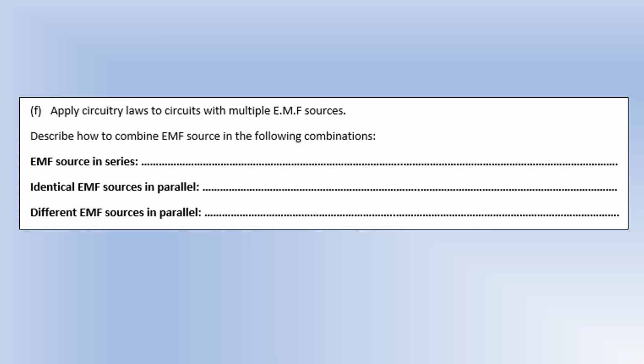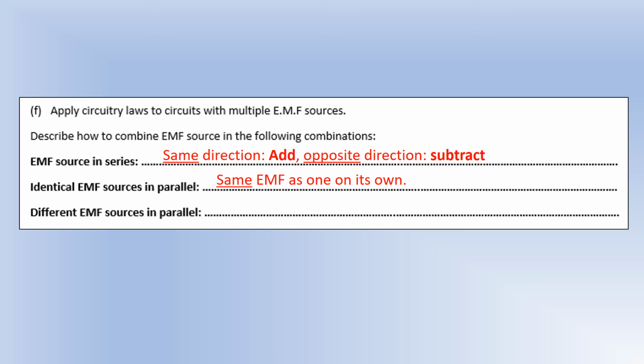So we can also look at some laws to combine EMF sources as well. If we have EMF sources in series, just like resistors, these will add together. If they're in the same direction, then they're going to add together. But if they're in the opposite direction, they're going to cancel each other out because they're trying to force the electrons to go in opposite directions. Identical EMF sources in parallel act basically the same as one of the EMF sources by itself. And with different EMF sources in parallel, you end up with an average of the two EMFs in the end.